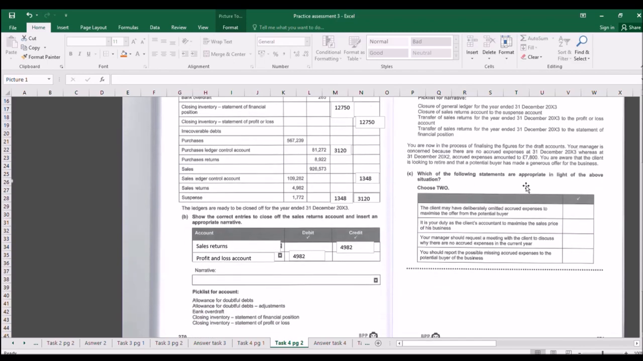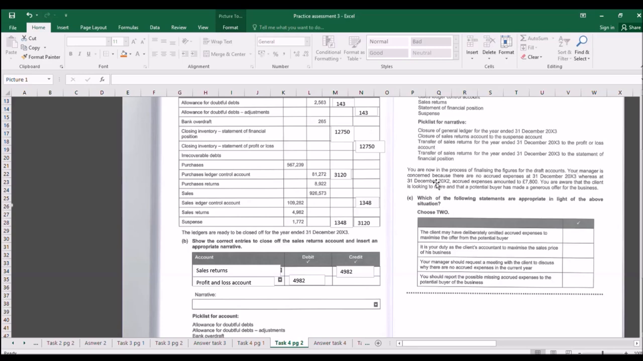Right, which two of the following statements are appropriate in light of the above situation? You are now in the process of finalising figures for the draft accounts. Your manager is concerned because there is no accrued expense at 31st of December 2003, whereas at 31st December 2002, accrued amounts were there. So we would have had some accrual.